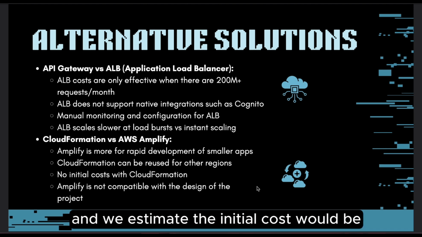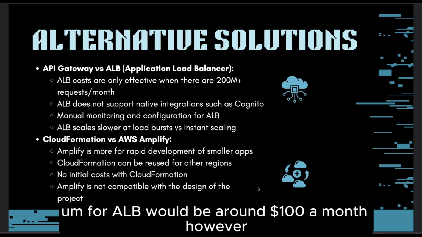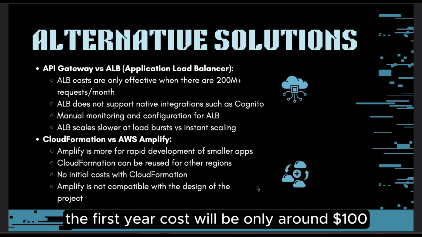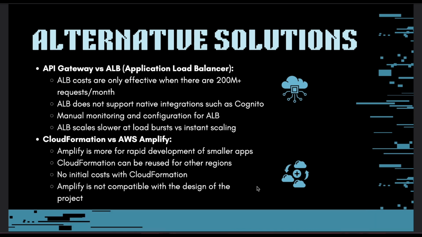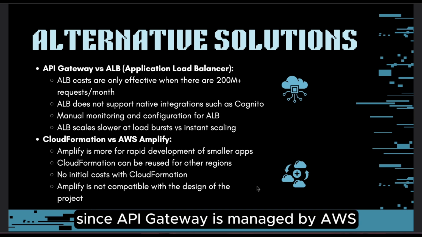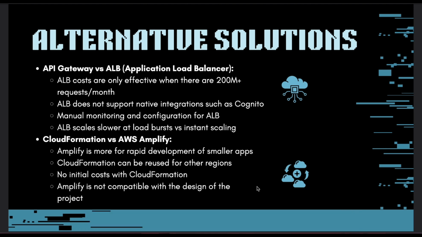And we estimate the initial cost for ALB would be around $100 a month. However, with API Gateway, the first year cost will be only around $100. Also, there's no need for maintenance since API Gateway is managed by AWS.